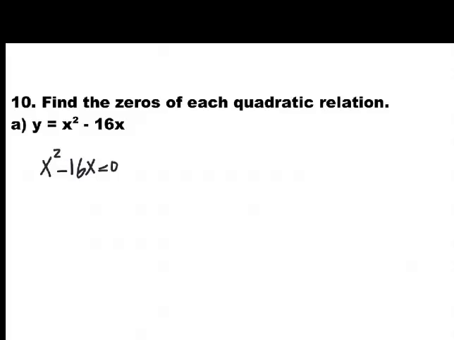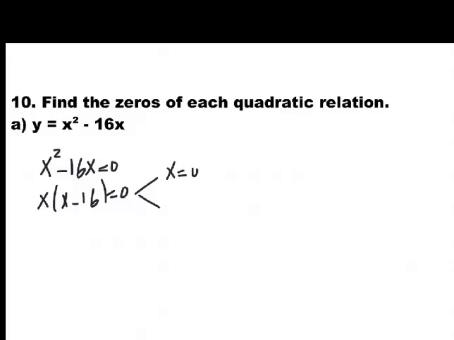To solve this one, I can either use the quadratic formula or use factoring. Probably factoring is much easier. I can factor x out, so I get x times (x minus 16) equal to 0. When the product of two numbers is 0, it means that at least one of them has to be 0. So there are two possibilities.